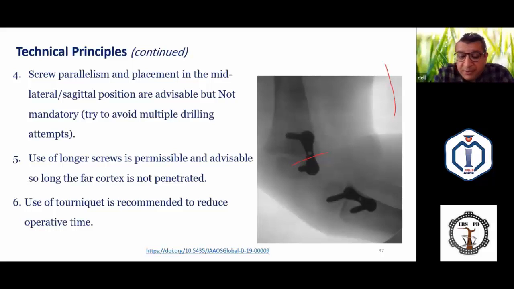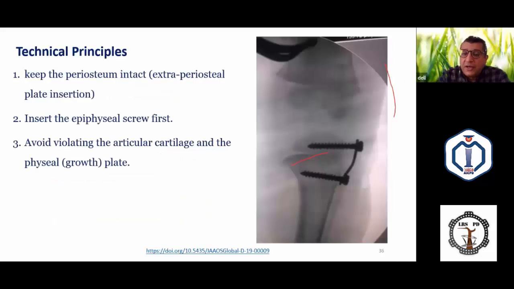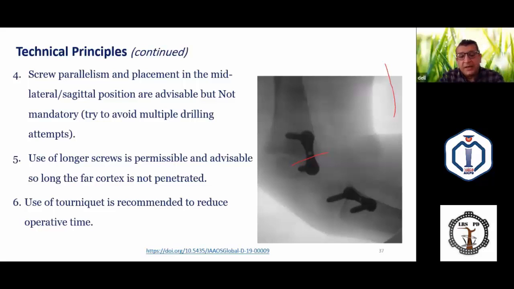Use of longer screws is permissible and actually advisable. At the beginning of guided growth, there were some concerns about using very long screws and passing the midpoint of the bone. No, it's really advisable because it gives greater strength and could decrease the incidence of loosening, and it will not really affect the growth of the other side and has no negative implication, so long as you do not violate the far cortex. And we advise you to use a tourniquet because it can reduce the operative time fundamentally.